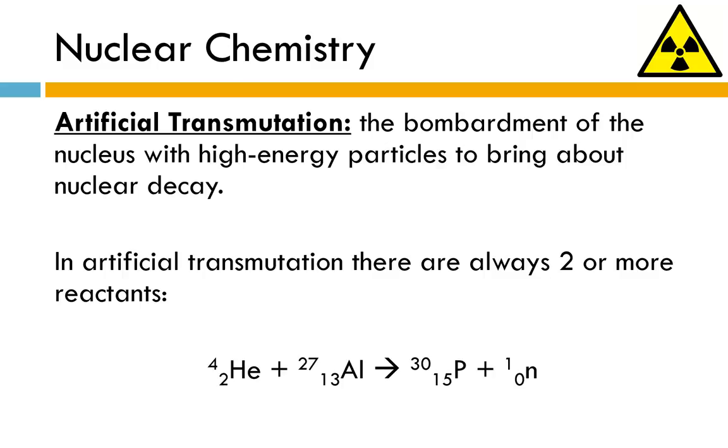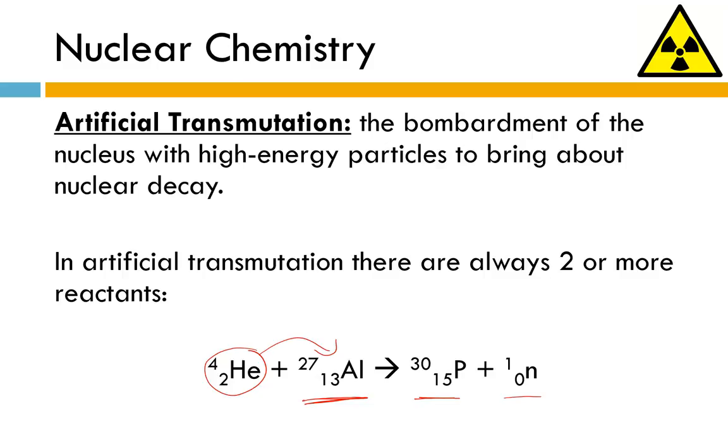So here's an example of an artificial transmutation. In this case, there's a good chance that you've just got a clump of aluminum atoms sitting in your particle accelerator. You take a whole bunch of helium atoms and you smash them into the aluminum atoms, and they kind of just step back and you wait and see what happens. In this case, you're being told that we're producing a phosphorus-30 nucleus and a neutron.